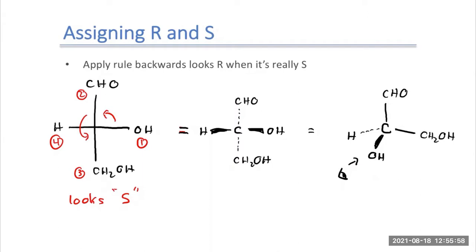And so now if we're trying to assign our priorities, let's see if it's still S. 1, 2, 3, 4. So now you can see it's going in the opposite direction. Actually, R. So spoiler alert, it wasn't S. Which means when we're looking at our Fischer projections, you can still assign R and S, just whatever you assign, remember it's the opposite. So if it looks S here, it's really R, because if you drew it out as a tetrahedral, you'd see it becomes R.